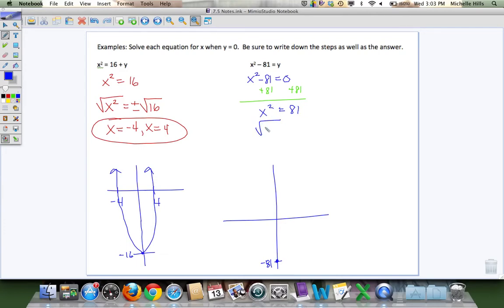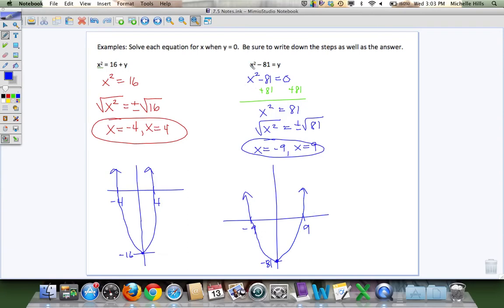Now I square root to eliminate the square, which means I also have to square root the 81, but don't forget both the positive and negative roots. So x equals negative 9 is one of my solutions, and x equals positive 9 is the other solution, which means if I graph this parabola, it crosses the x-axis at negative 9 and at positive 9, and obviously the scale's not the same on these two axes, and the vertex is down at negative 81 on the y-axis.